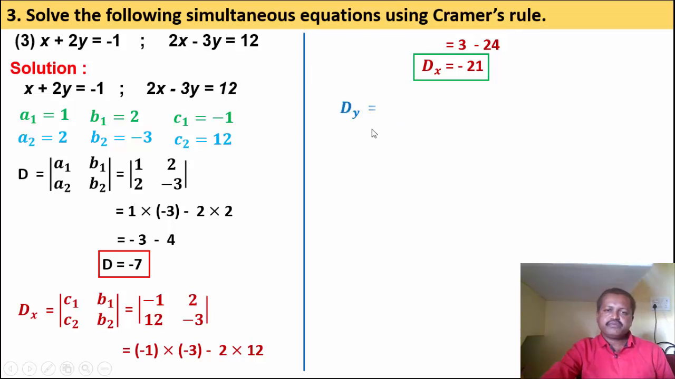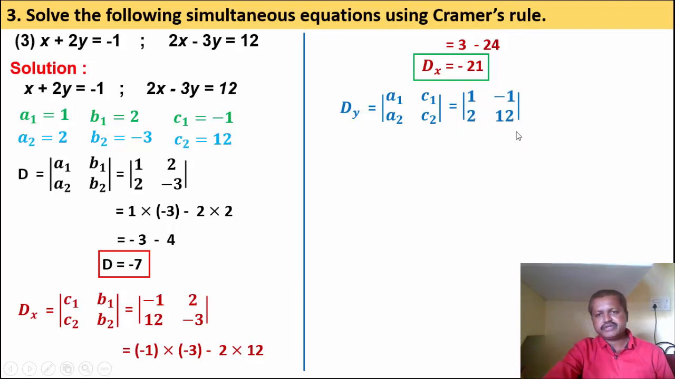Now calculate the value for Dy, with a1, c1, a2, c2. Put in the values. For a1, c1 it is 1, minus 1 and for a2, c2 it is 2, 12. Now take cross multiplication: 1 into 12 minus minus 1 into 2. So 1 into 12 is 12, minus minus becomes plus 1 into 2, which is 2. So 12 plus 2 it is 14. So this is the value for Dy.